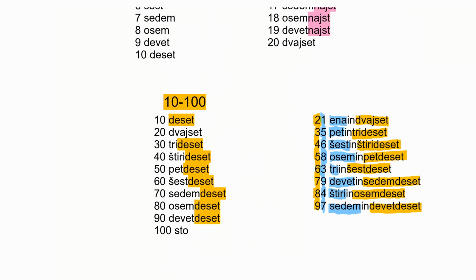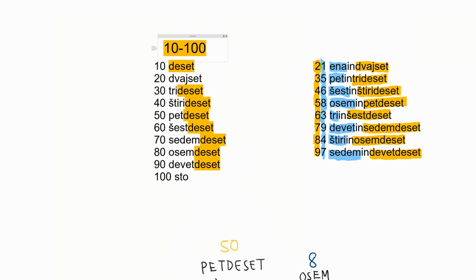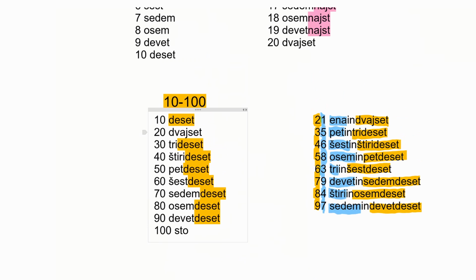Today, we'll be talking about numbers from 0 to 100. First, we'll talk about numbers like 10, 20, 30, and so on to 100. And then we'll talk about the tricky numbers in between. Let's get started.